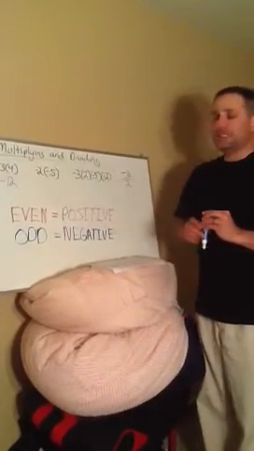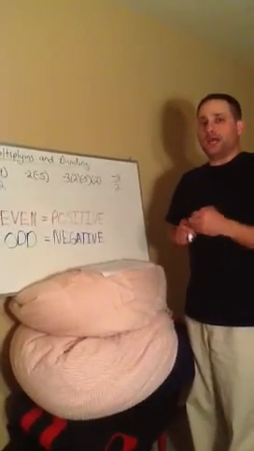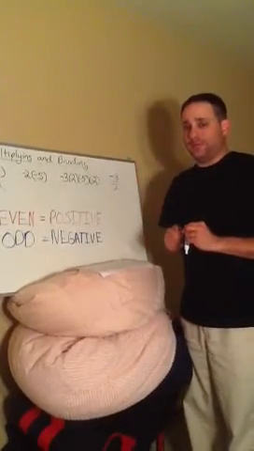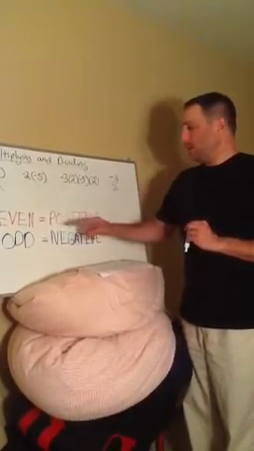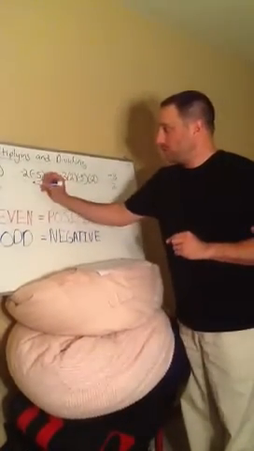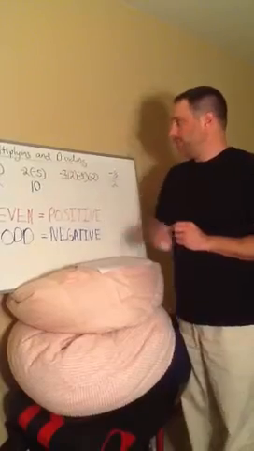Okay? Take a look at the second problem. Negative 2 times negative 5. Now, in this multiplication problem, I have two negative numbers. 2 is an even number. So therefore, my answer is going to be positive. So 2 times 5 is a positive 10.